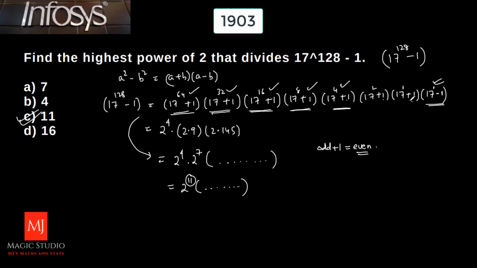So 1, 2, 3, 4, 5, 6, 7, that is 2 to the power 7, and this is 16, that is 2 to the power 4, which gives us 2 to the power 11. The highest power of 2 that divides this particular expression is 11. Option C is the answer.